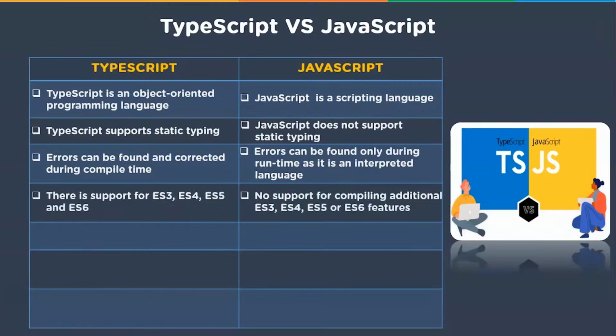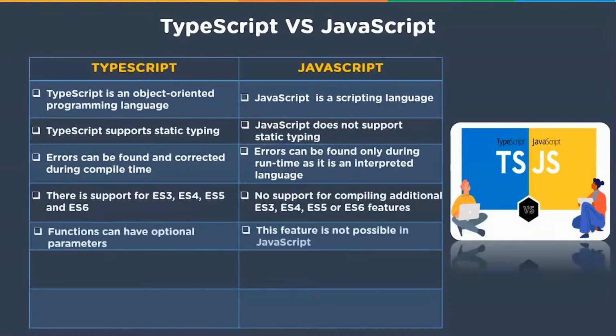There is a concept for ES3, ES4, ES5, and ES6 in TypeScript, whereas there is no support for compiling additional ES3, ES4, ES5, or ES6 features in JavaScript. Functions can have optional parameters in TypeScript, whereas this feature is not possible in JavaScript.